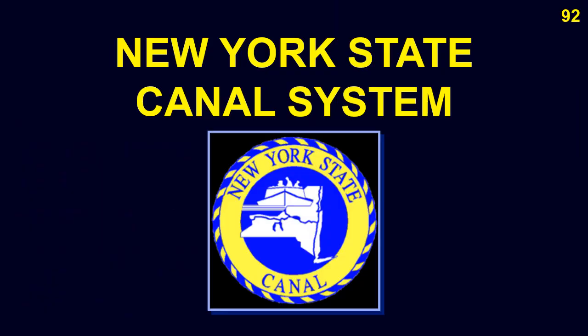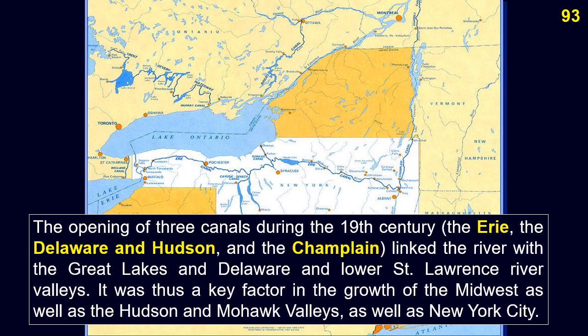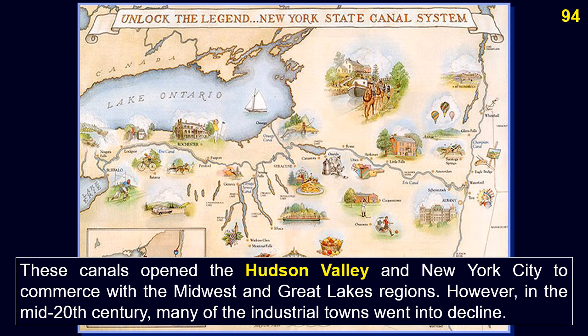Chapter 6. The New York State Canal System. The opening of three canals during the 19th century, the Erie, the Delaware and Hudson, and the Champlain, linked the river with the Great Lakes and Delaware and Lower St. Lawrence River valleys. It was thus a key factor in the growth of the Midwest as well as the Hudson and Mohawk valleys, as well as New York City. These canals opened the Hudson Valley and New York City to commerce with the Midwest and Great Lakes regions.